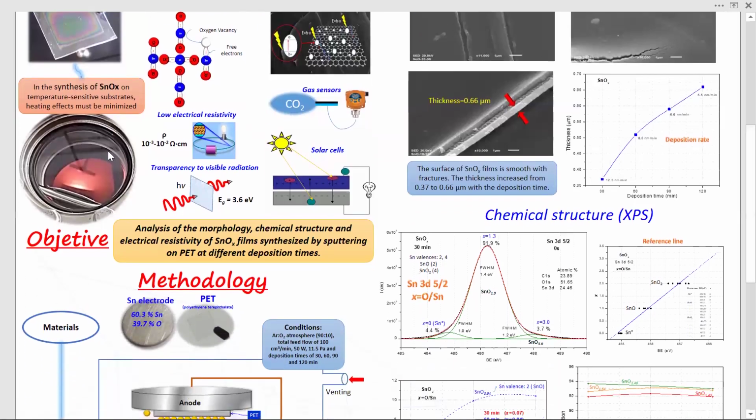Different deposition times were used because in temperature-sensitive substrates, it's important to control the heating of the polymer, which can be done by the control of the deposition time.